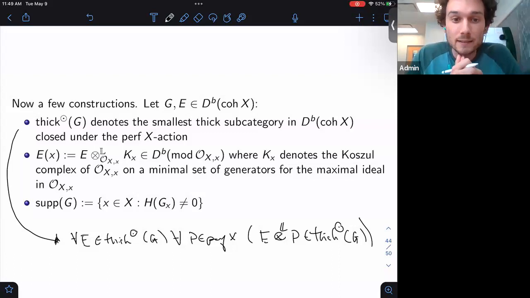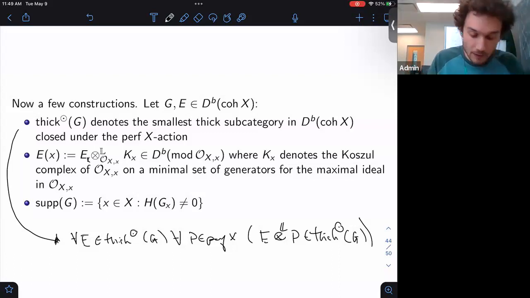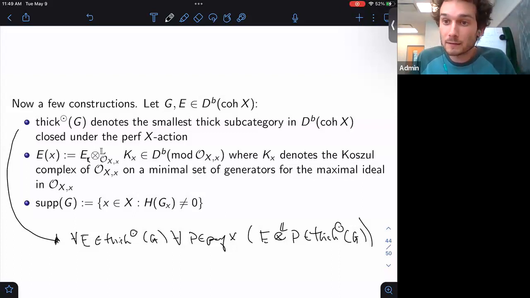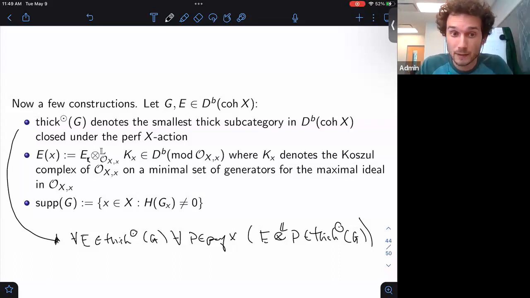I write E(x) to be the derived tensor product of E on the local ring at the stalk of x, tensored with K_x, where K_x is the Koszul complex of the local ring O_X on a minimal set of generators. Turns out this K_x is independent of the choice of minimal generators. And we write the support of G to be all points where G has non-vanishing cohomology.